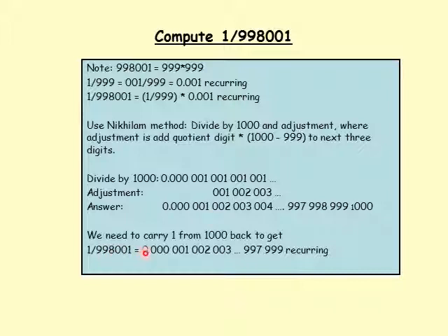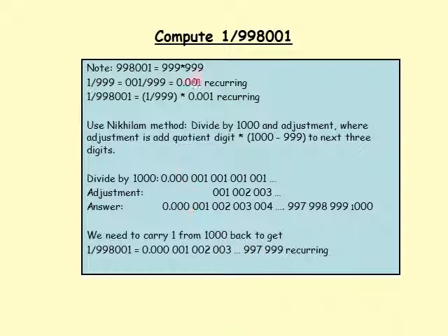998,001 is 0.000, 001, 002, 003, and so on, up to 997, 999. 1000 has 3 zeros, and this recurring number has groups of 3 digits each: 0, 1, 2, 3, 4, and so on up to 997 and 999. 999 is the largest 3-digit number, so 1 before that is missing.